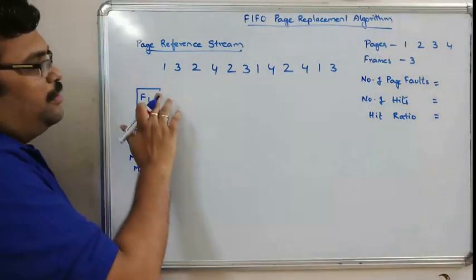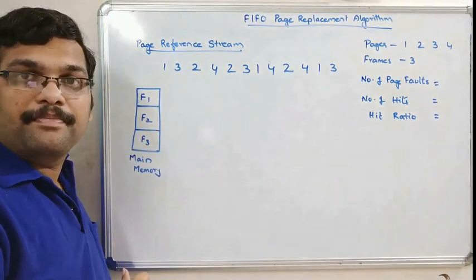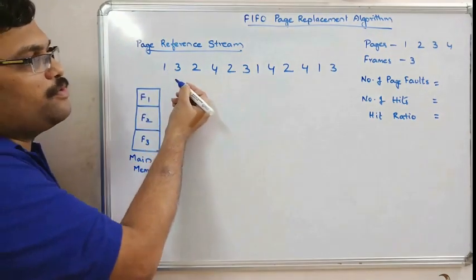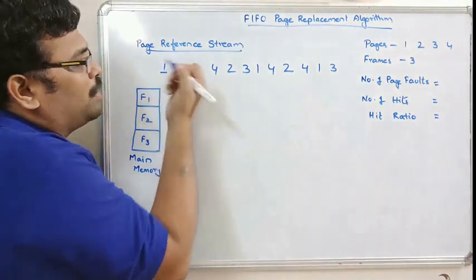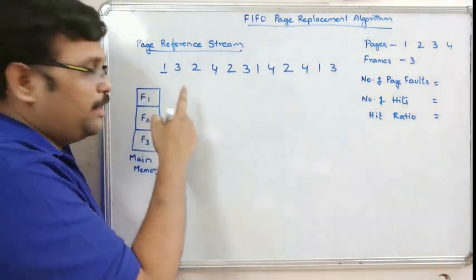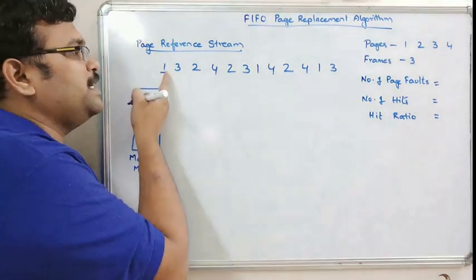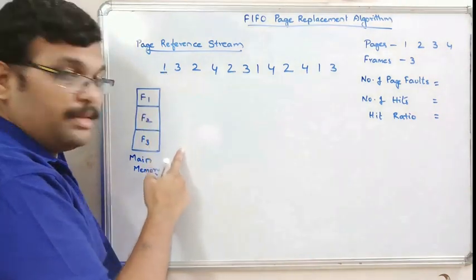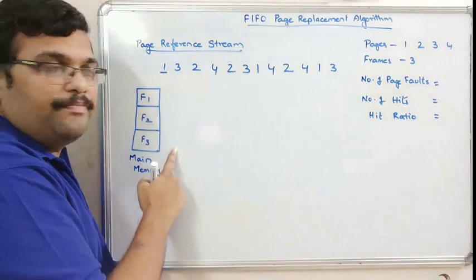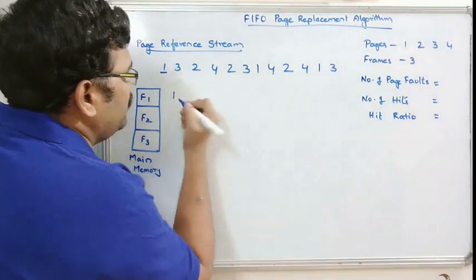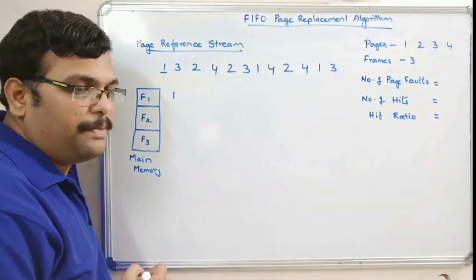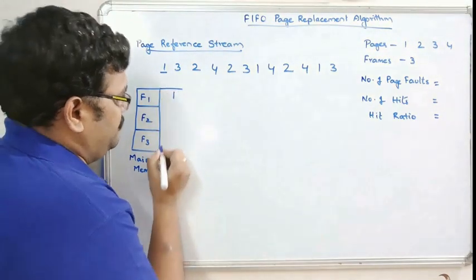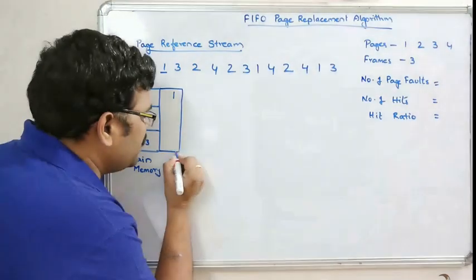Now let us consider. All these frames are empty. Consider the first one, page 1. The required page is page 1. We have to check whether the required page is available in the main memory. Here the required page is not available in the main memory because all the frames are free. So I am loading the required page in frame 1, and the 2 frames are empty.